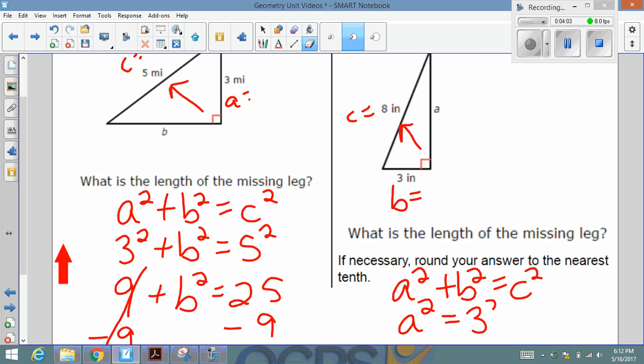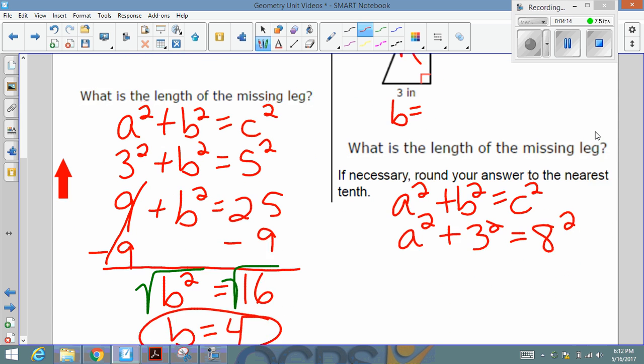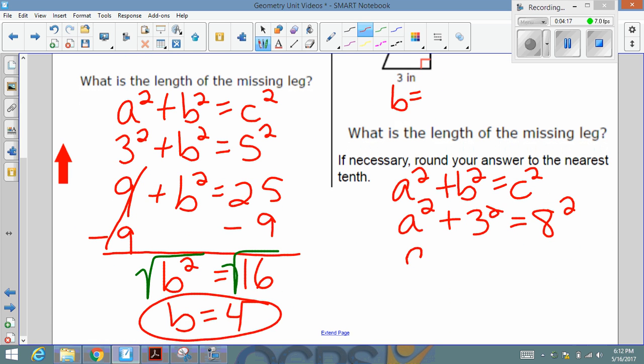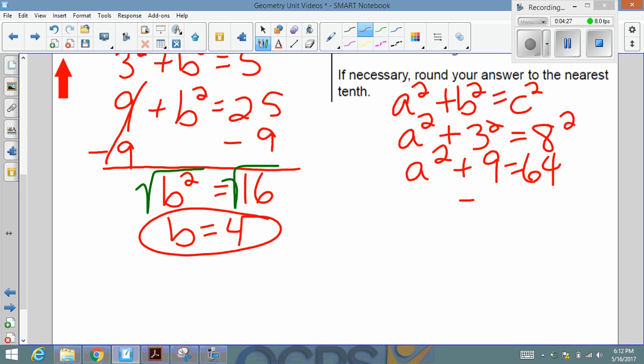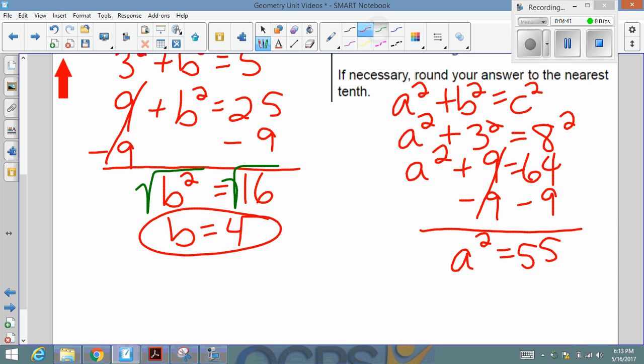Sorry, I made a little mistake there. Let's fix that. I'm going to plug 3 in for b. And I'm going to plug 8 in for c. I can do my exponent to simplify each side. And then again, I can't do my addition because they aren't like terms. So I'm going to subtract the 9 from both sides to get the a squared by itself. And then I'm going to take the square root.